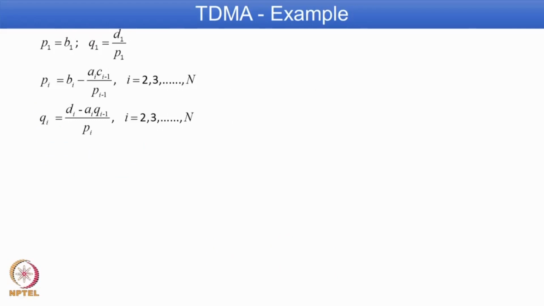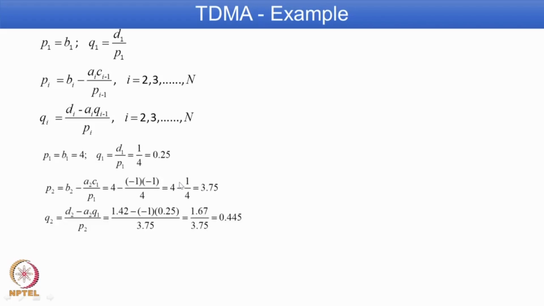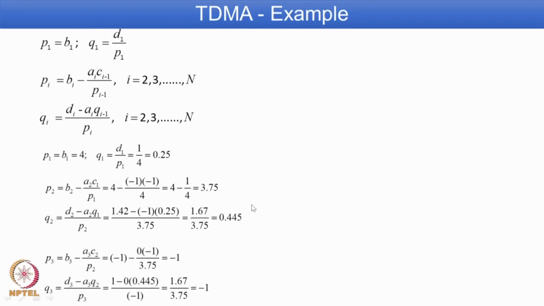Now, we apply the recursive relationship, and we define two quantities P and Q. So, P1, Q1, and P_i, Q_i for i going from 2 to n were also defined. We try to apply this to this example problem. So, we get P1 equal to B1 equal to 4, Q1 equal to 0.25, and we calculate the other values, for example, P2, Q2, P3, Q3. Once you find these, then we do the backward substitution, and that is also defined in terms of a recursive relationship.